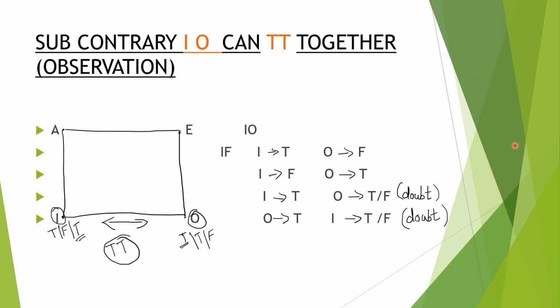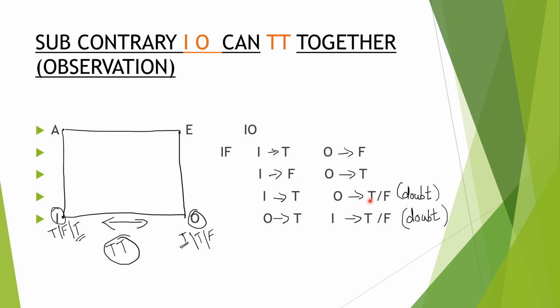Next is subcontrary. What is subcontrary? Subcontraries are I and O. This one is I and this is O. This is the subcontrary. If I is true, they can be true together. That you must understand. If I is true, then E is false, and if E is false, O can be true. So if I is true, they can be true together.